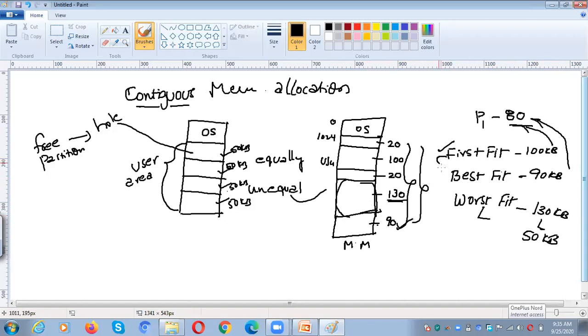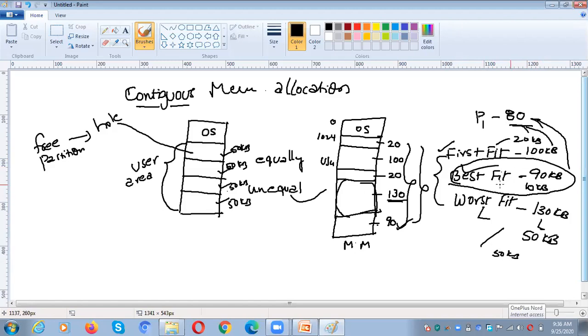So among these three, which one is the best one? Best fit is the best one. Why? Because if you keep the 80 KB process in the 90 KB partition, the memory wastage is only 10. If you go to first fit, the memory wastage is 20 KB. If you go to worst fit, the memory wastage is 50. So among the three, best fit is the very good continuous memory allocation technique.